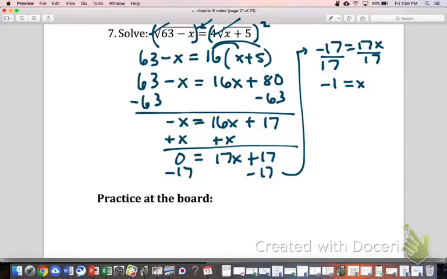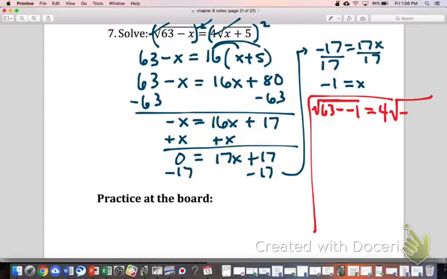So as you know, we've got to check these. So I'm going to check this one real quick and see how it goes. It hopefully goes well. We'll see. So it'd be square root of 63 minus negative 1 equals 4 times square root of negative 1 plus 5. Just putting a negative 1 wherever I see an x. 63 plus 1, right? That's 64. So square root of 64 equals 4 times the square root of 4.